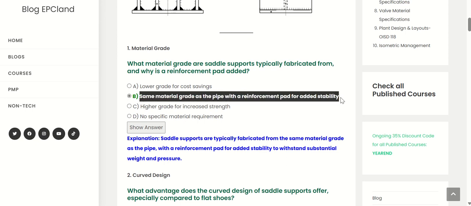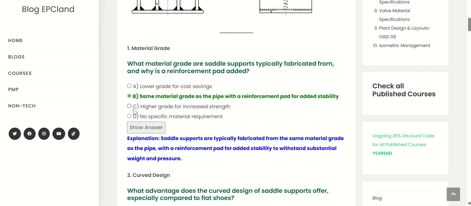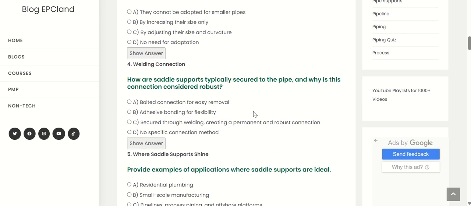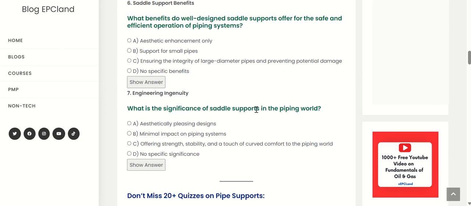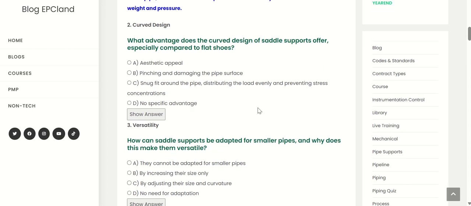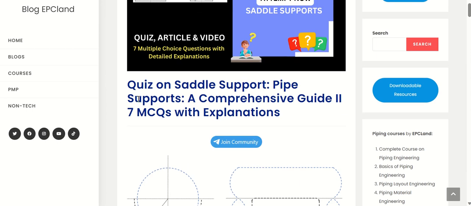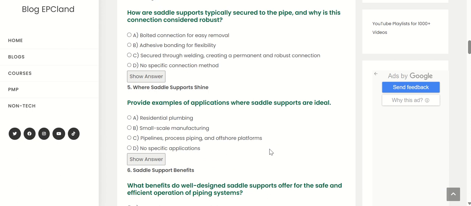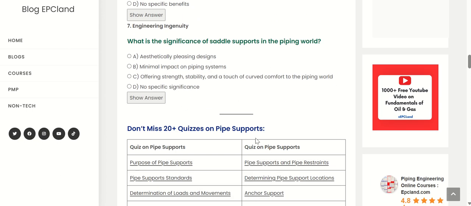If it is green, it is right. If it is red, then this is a wrong selection. Along with that, the correct one will also be highlighted as green, and there will be an explanation. In such a way, you can look into the quiz part at the beginning of this section. If you are already aware of this subject, that is saddle support, you can attempt it at the beginning, or you can attempt this quiz after going through this video.